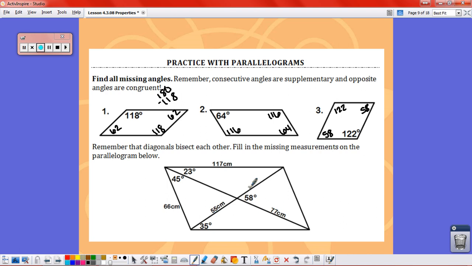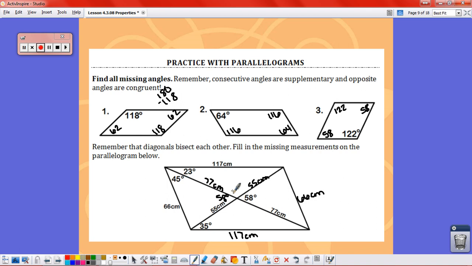And then if we fill in all of the measurements that we can on this, if this is 55, then this is 55. If this is 77 centimeters, then this is 77 centimeters, because the diagonals bisect each other, so they're equal on each side. The two opposite sides are congruent, so this is 117 centimeters, and this is 66 centimeters. This is a vertical angle, so it's also going to be 58 degrees.